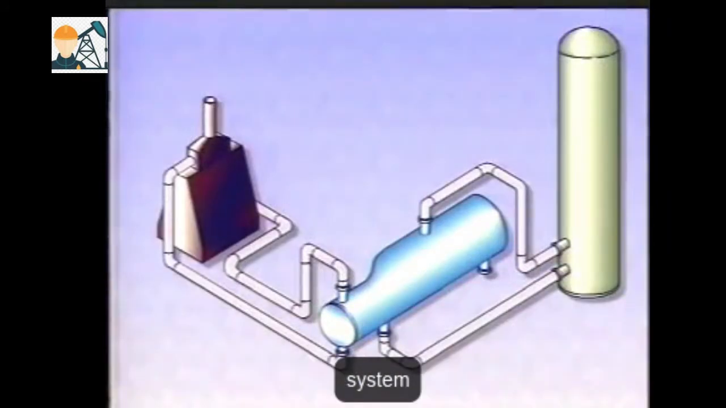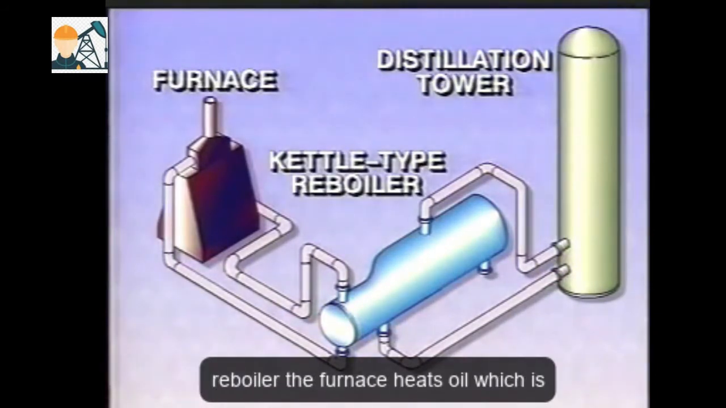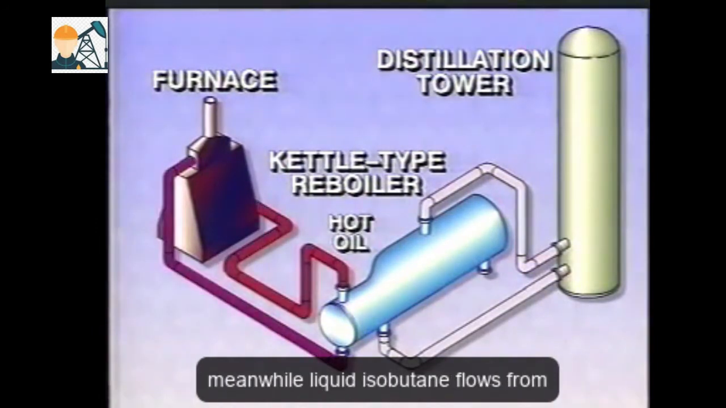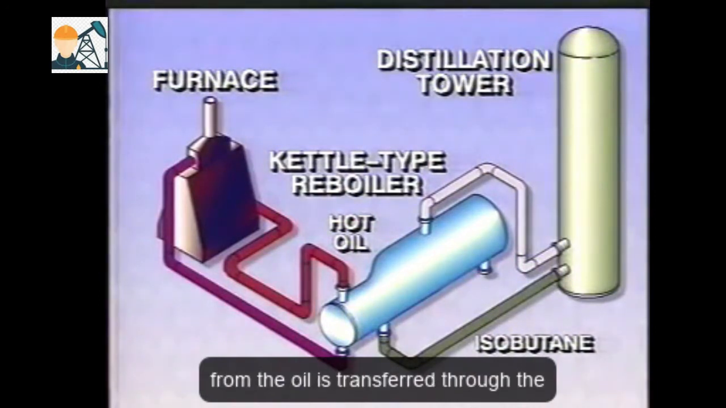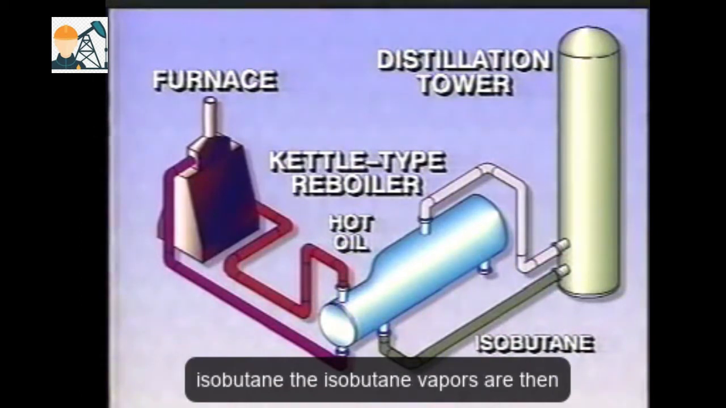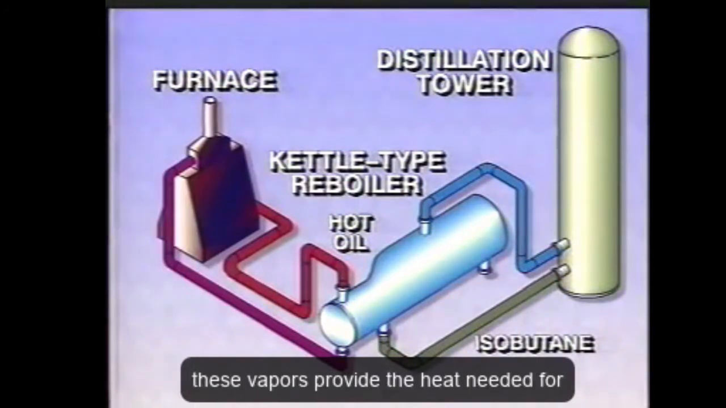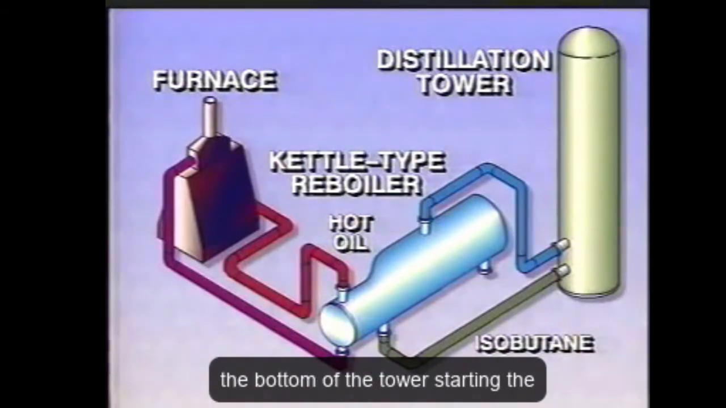Let's examine the system. This system includes a distillation tower, a furnace, and a kettle-type reboiler. The furnace heats oil, which is pumped through the tubes of the reboiler. Meanwhile, liquid isobutane flows from the bottom of the distillation column into the shell of the reboiler. The heat from the oil is transferred through the tube walls and vaporizes some of the isobutane. The isobutane vapors are then channeled into the distillation column. These vapors provide the heat needed for distillation to take place. The isobutane vapors lose heat, condense, and fall to the bottom of the tower, starting the cycle again.